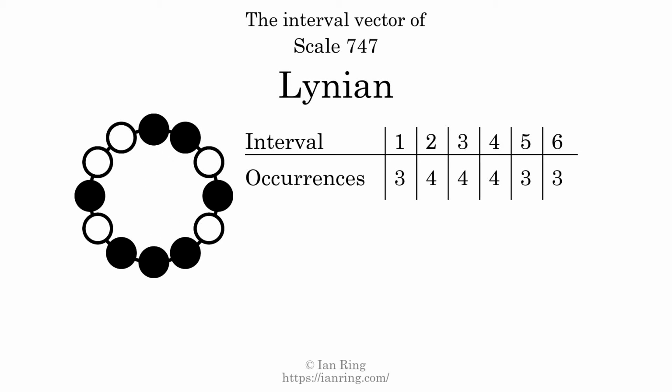There are 3 intervals with the size of 6 semitones. They are here, here, and here. Each interval does not appear in this scale a unique number of times, so this is not a deep scale.